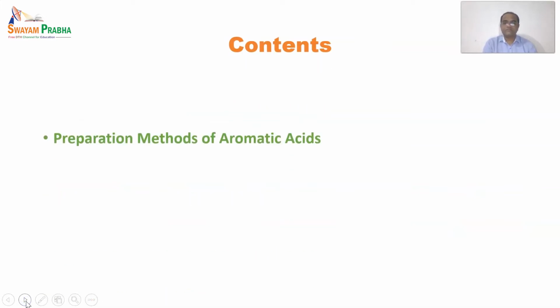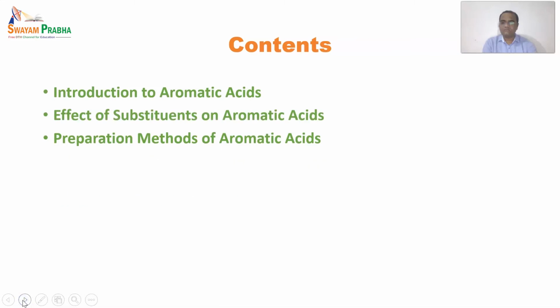Now let's see the contents of this session. The first is the introduction to aromatic acid. After that, the effect of substituents on aromatic acid. There are two kinds of substituents: electron withdrawing and electron donating substituents, and there is one more exception, that is the ortho substituent. We will see what that exception actually is.